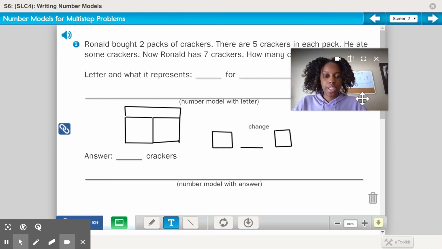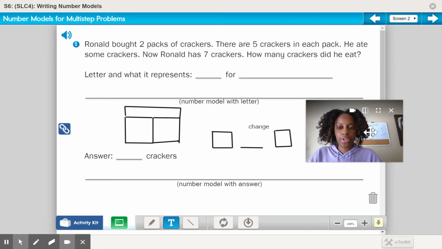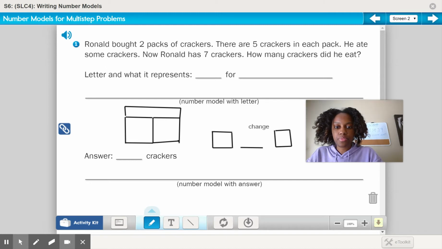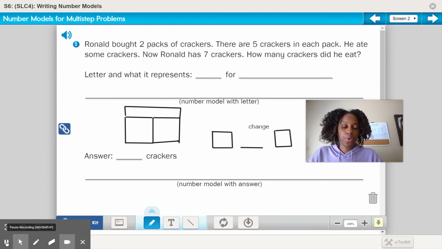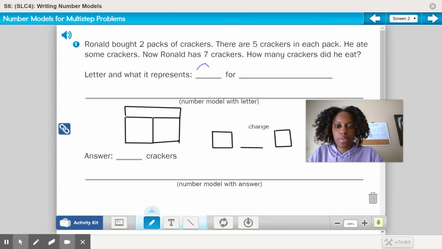Okay, so we want to think about what letter we can use to represent how many crackers he ate. So we're going to represent it using the letter C. So we'll say C for crackers, and we will fill in the diagram with what we think is best. So go ahead and get out your pencil and paper, and let's begin. Okay, so we said we would use the letter C for crackers.